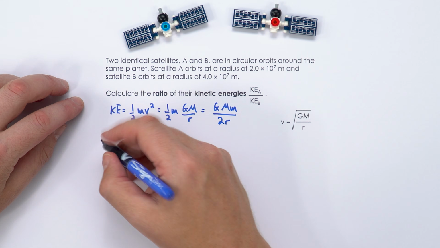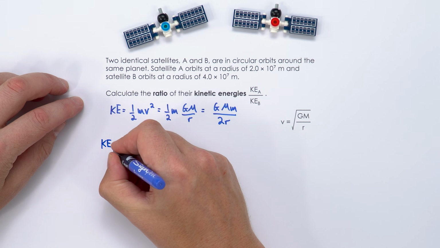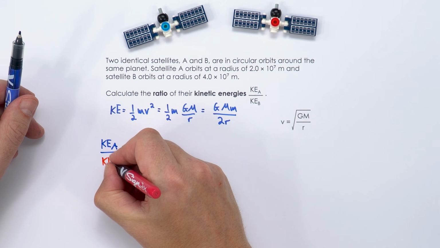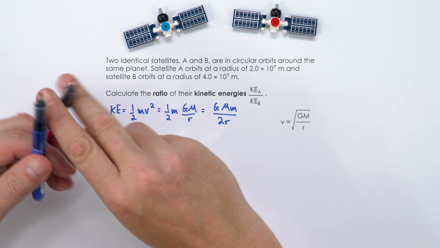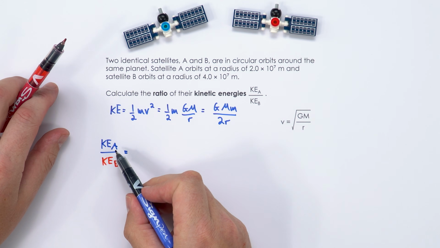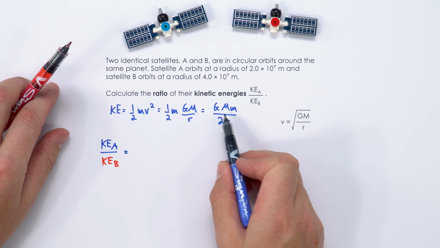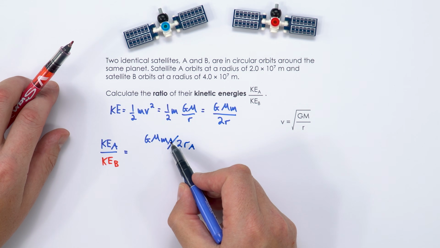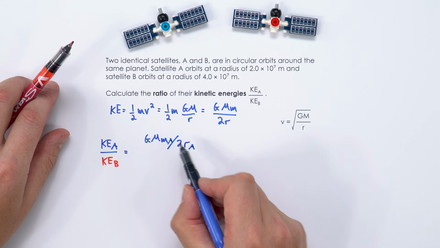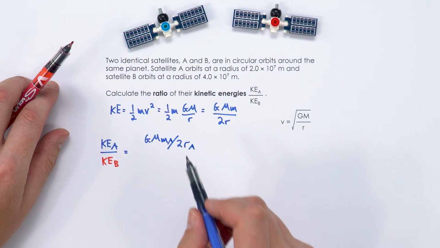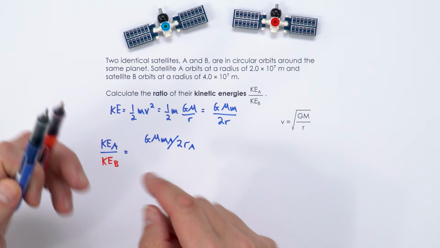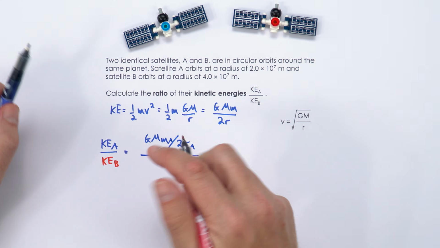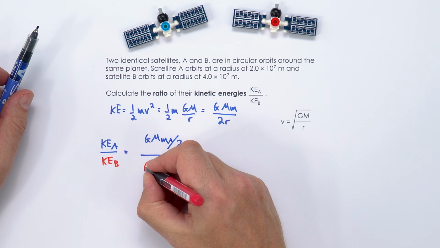Now we want to look at the ratio of the kinetic energy of satellite A divided by the kinetic energy of satellite B. So the kinetic energy of satellite A would be this expression here. So that's equal to GMmA over 2rA. Okay, so I've got a small subscript that's supposed to show that's the mass of satellite A and the radius of satellite A. And we're going to divide all of that by the same expression but for satellite B.